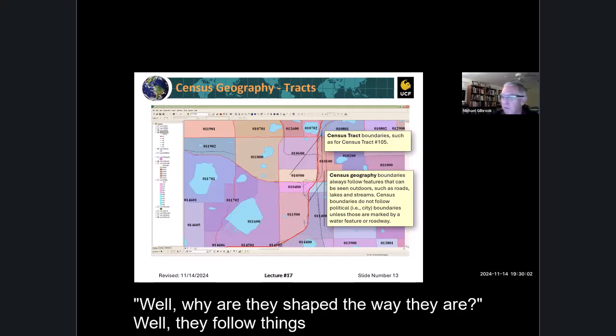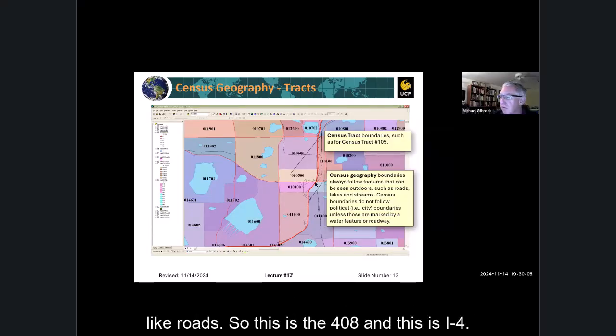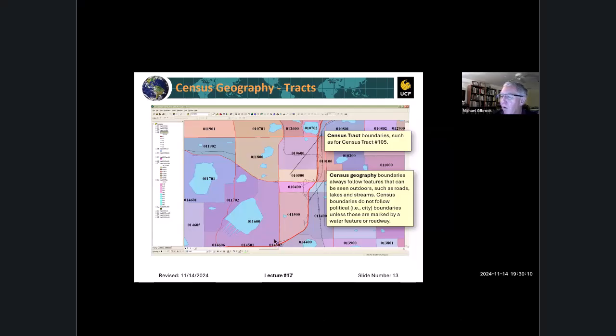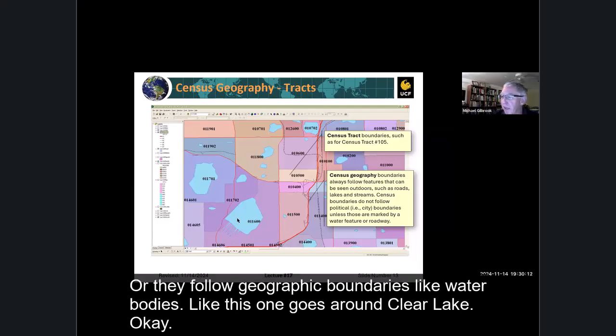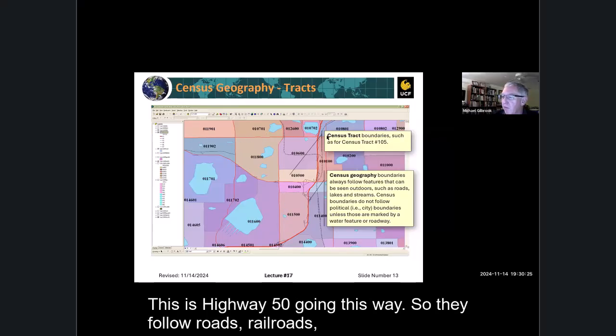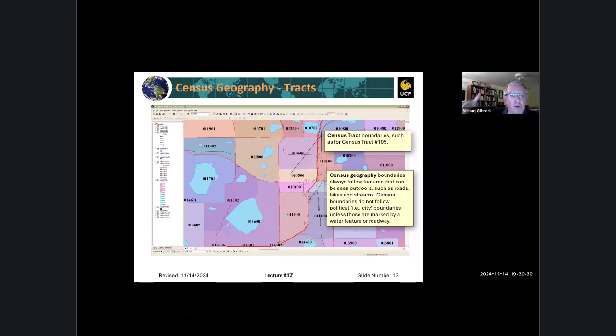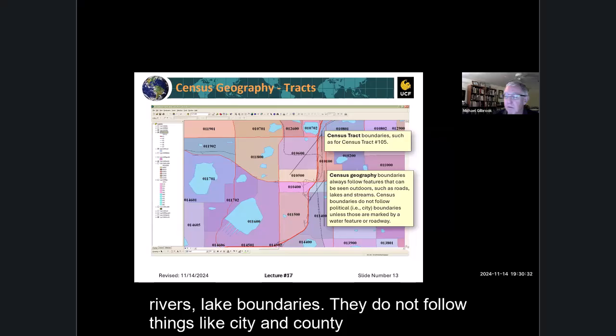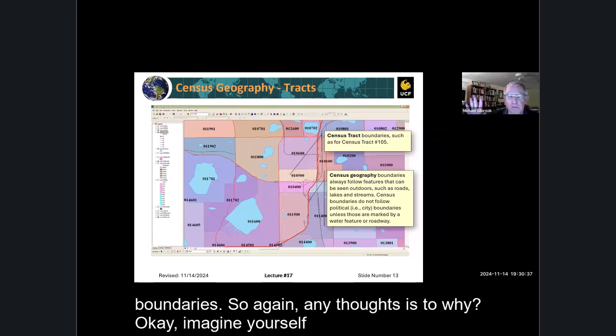Well, they follow things like roads. So this is the 408, and this is I-4. Or they follow geographic boundaries like water bodies, like this one goes around Clear Lake. So this is another road. This is Orange Blossom Trail going this way. This is Highway 50 going this way. So they follow roads, railroads, rivers, lake boundaries. They do not follow things like city and county boundaries.